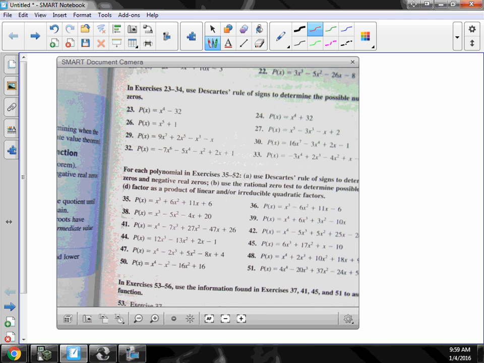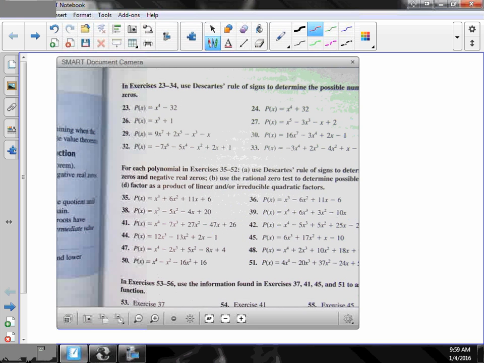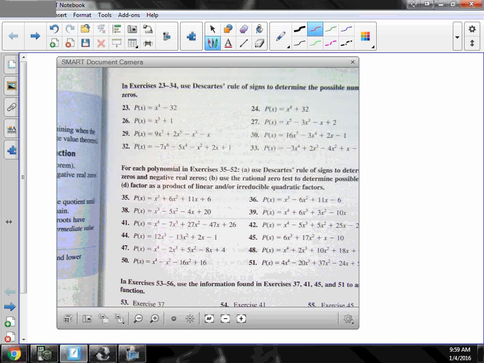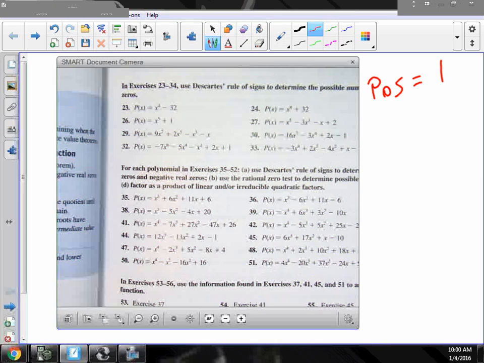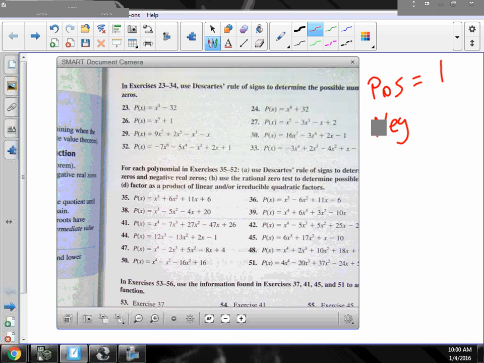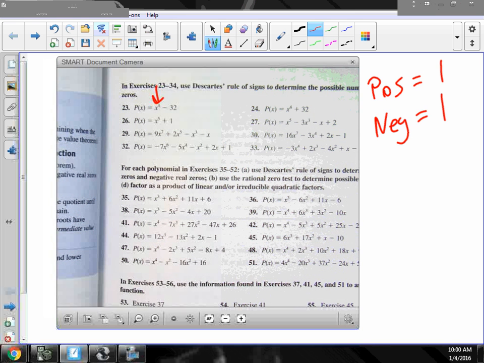So now, number 23. This is Descartes' rule of signs to determine the possible number of positive real zeros and negative real zeros. So for 23, how many sign changes are there? 1. Okay. And if I plug in -x, how many sign changes are there? So if I plug in -x, is that going to change? No. So we still have 1. So we know there is 1 positive root and 1 negative root. What about the other 2?